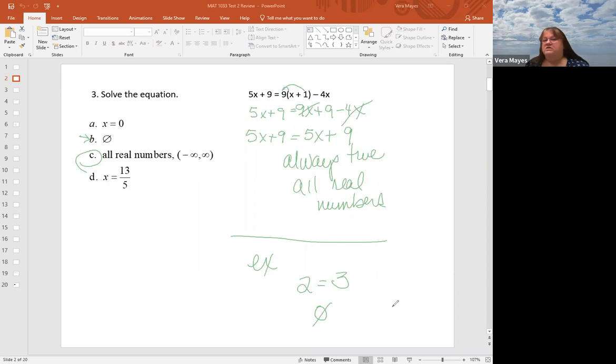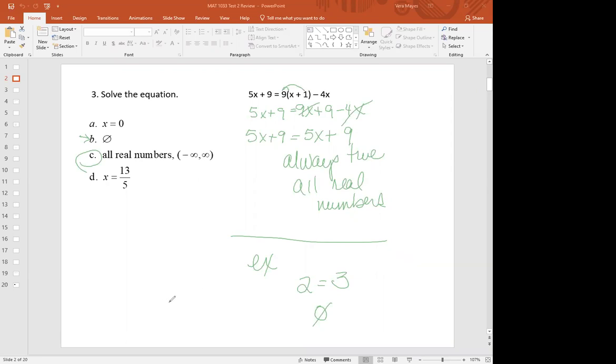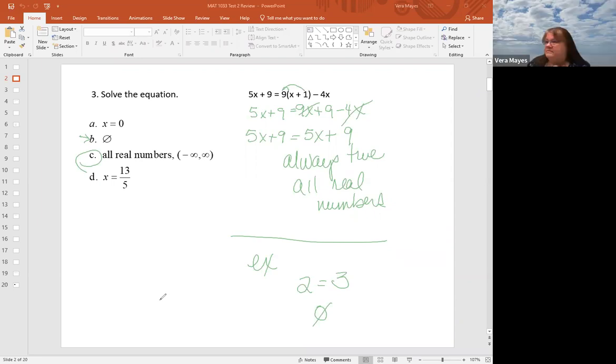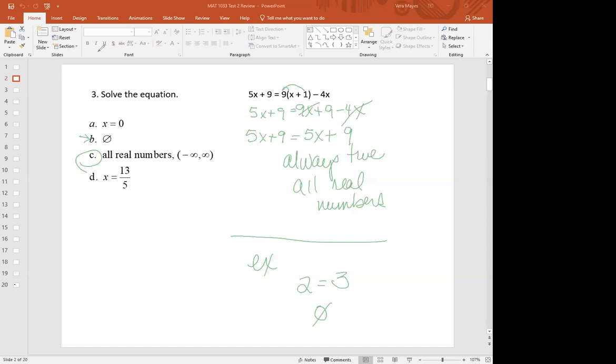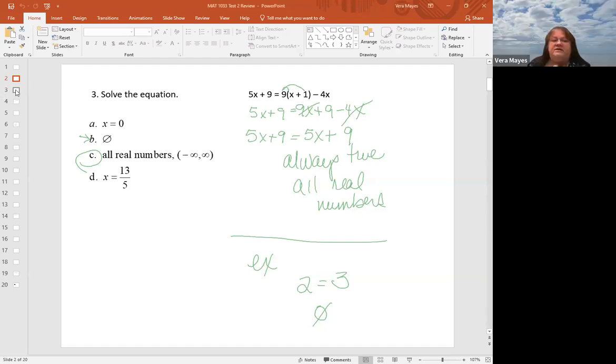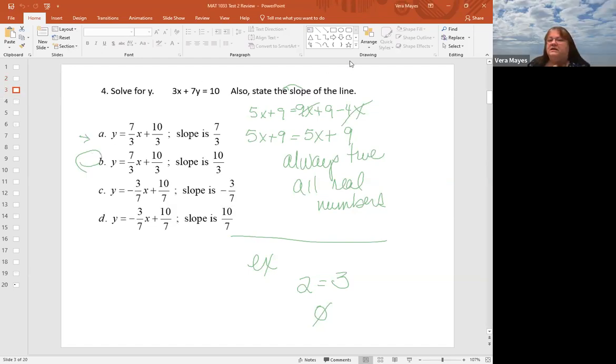Okay, any questions on this type of problem? Use your basic skills, get rid of the parentheses, combine like terms. Just like you're solving for X, you don't have to think about where the answer goes. You're just trying to clean it up and see what you get. Okay, everybody okay? Yes. Okay, let's look at slide number 3 then.